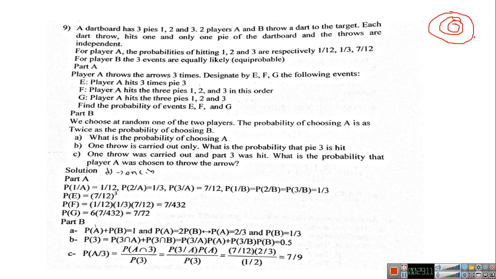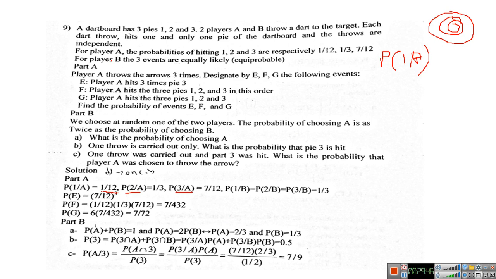For player A, the probability of hitting pie 1, P of 1 knowing A, I have it written here, 1 over 12. For player A to hit pie 2 is 1 over 3, hitting 2 knowing player A is 1 over 3, hitting 3 knowing A is 7 over 12.